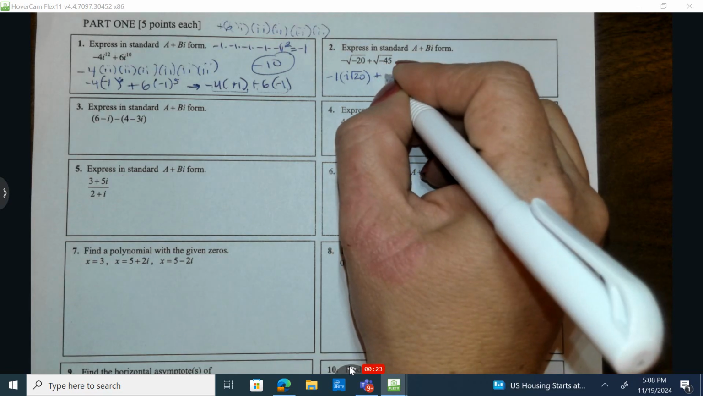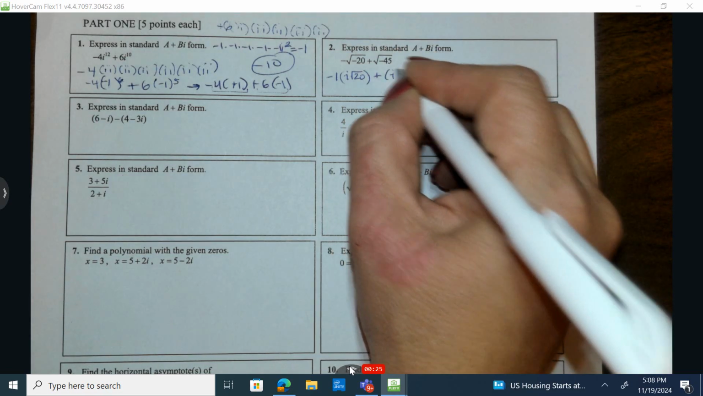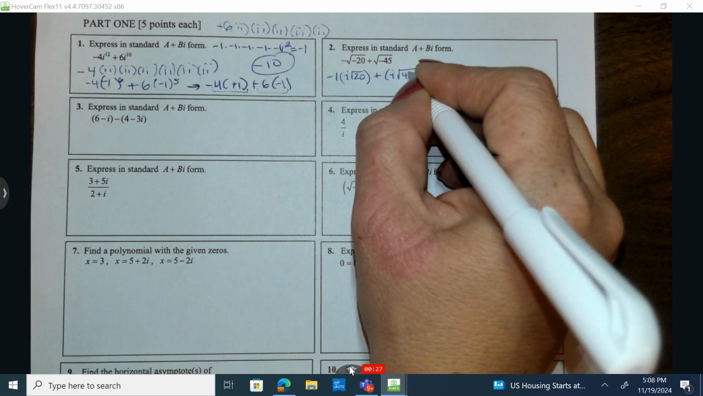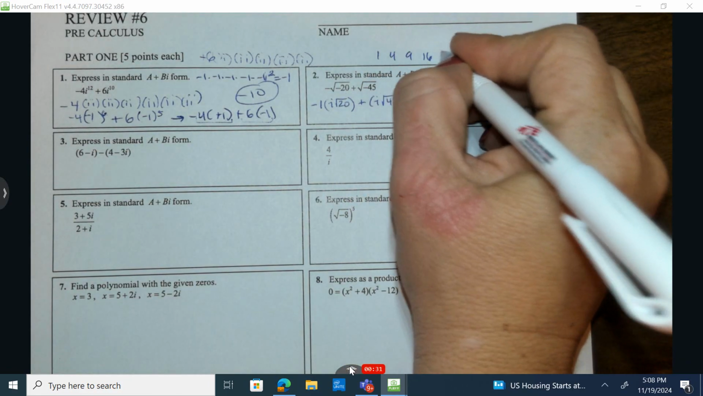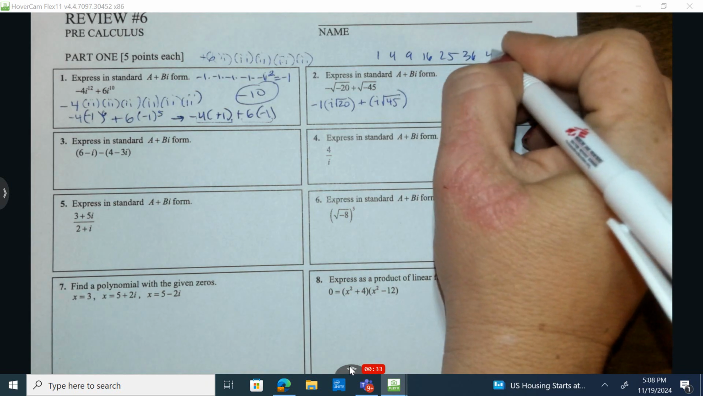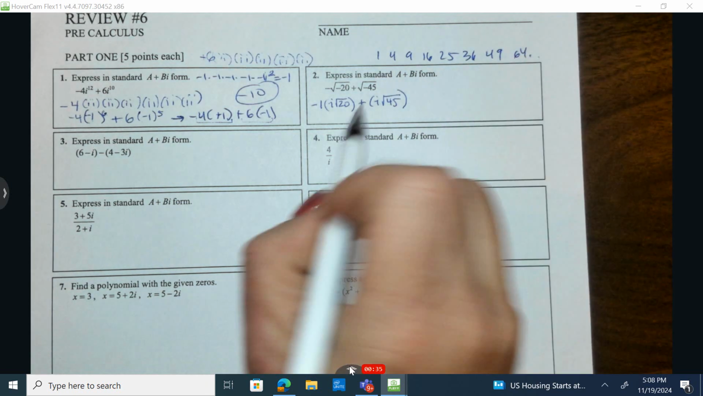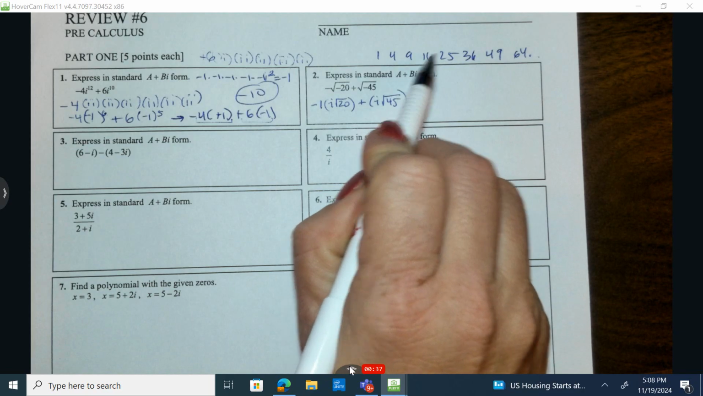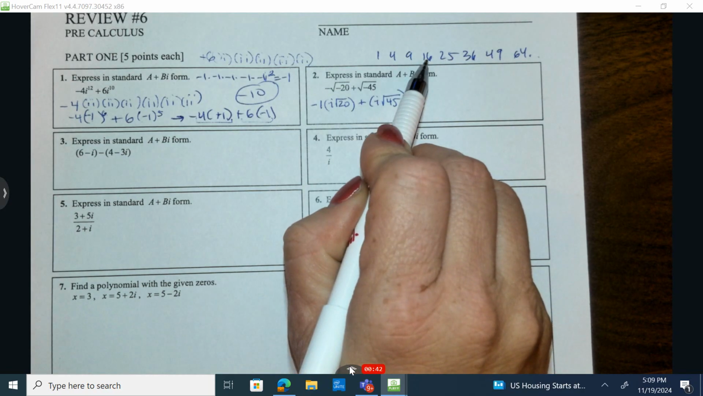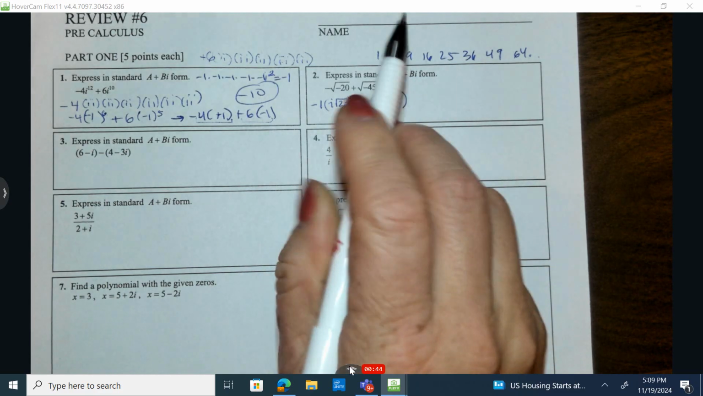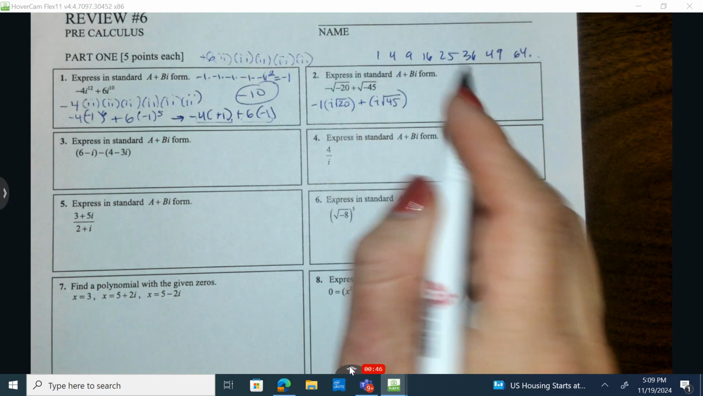Plus, again, I can't take the square root of a negative, so the negative comes out front and I have the square root of 45. Now I'm going to think of those perfect squares: 1, 4, 9, 16, 25, 36, 49, and so on. 20 lands right here in between 16 and 25. If I take 20 and divide it by 16, I don't get a whole number. 20 divided by 9, also no whole number, but 20 divided by 4 gives me 5.